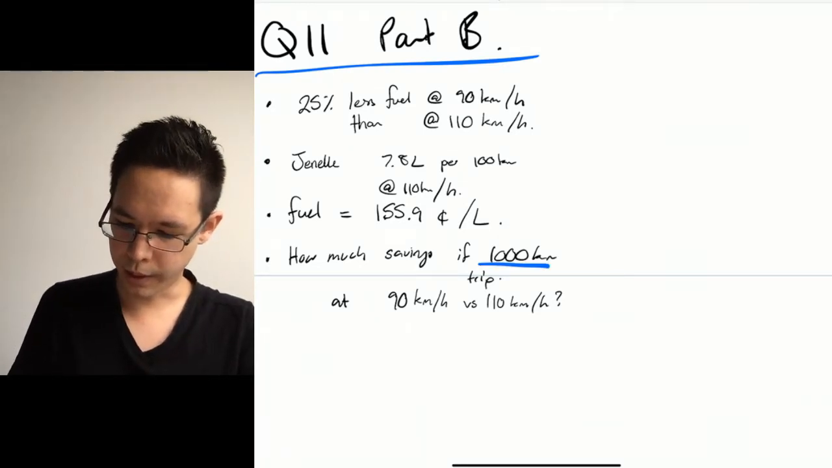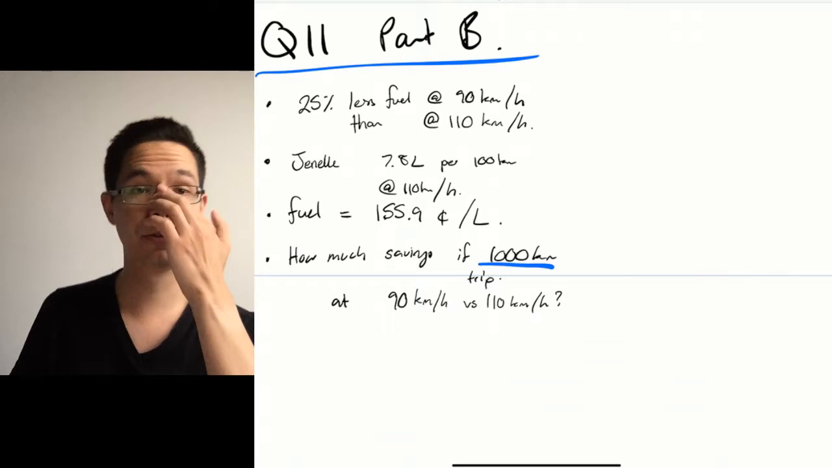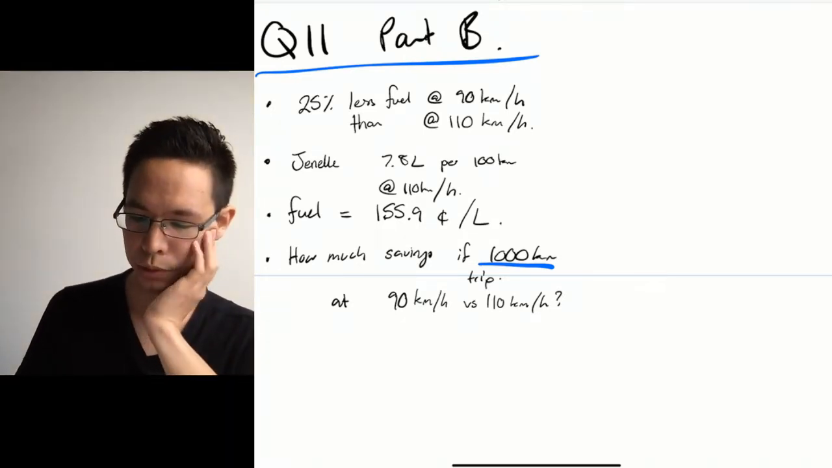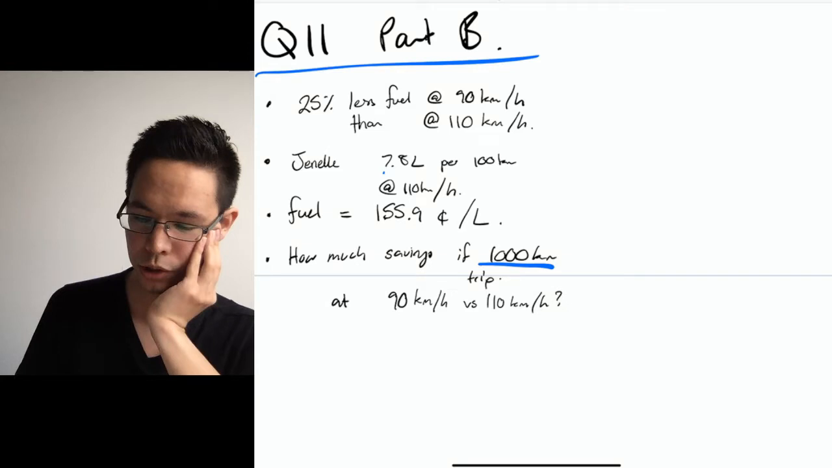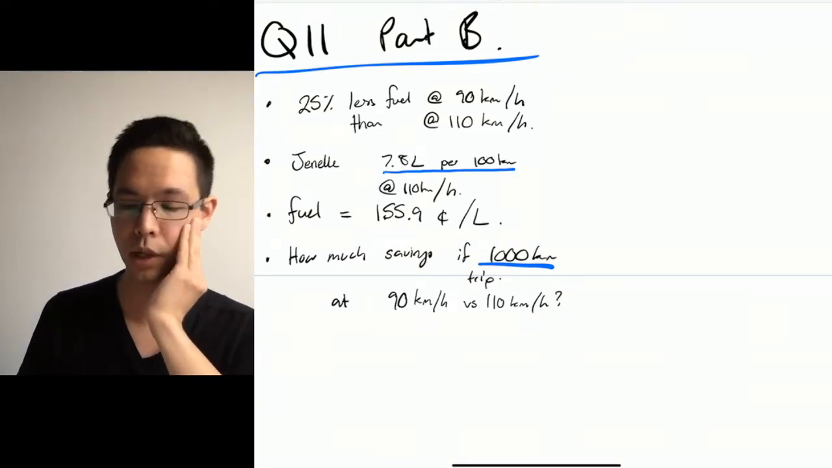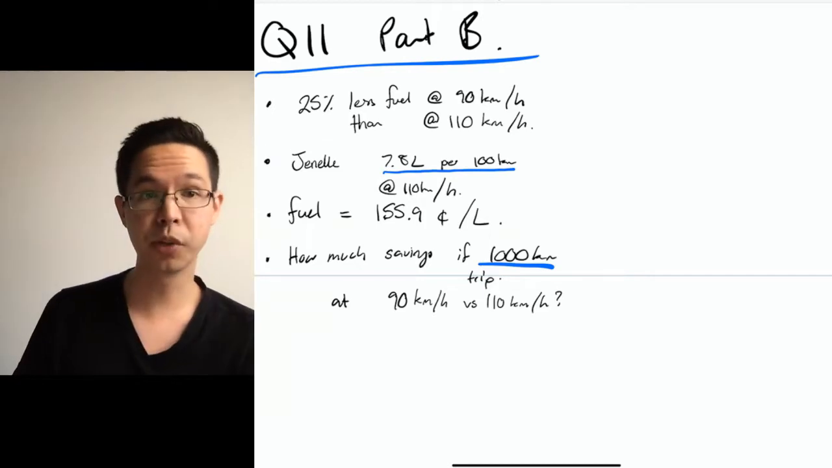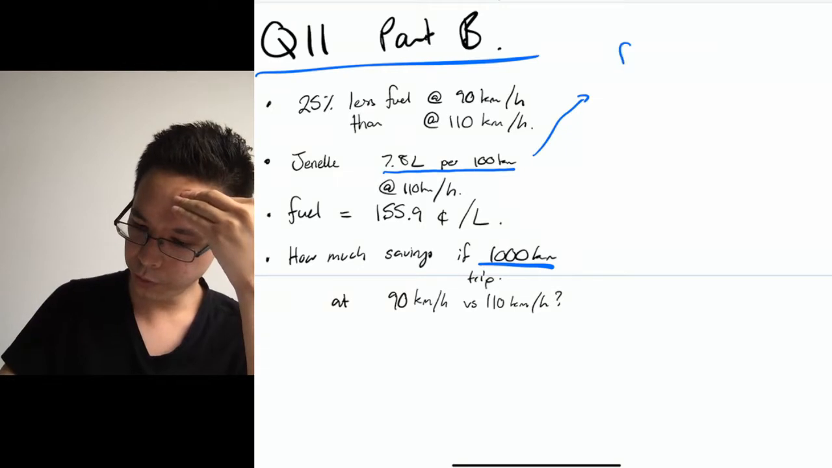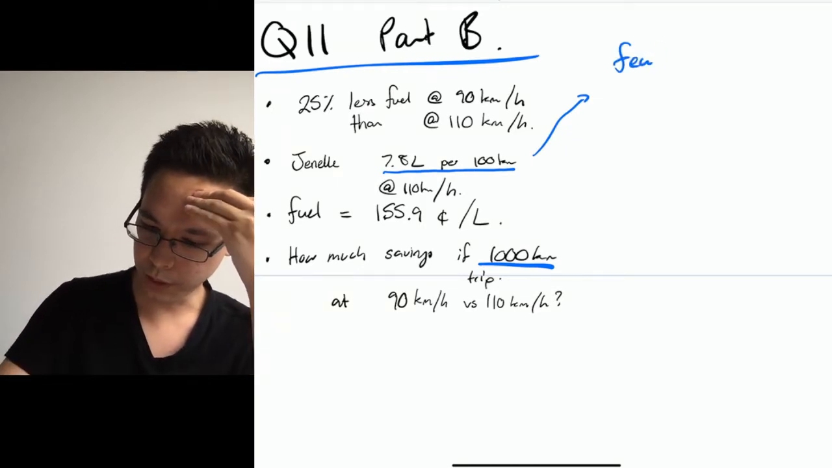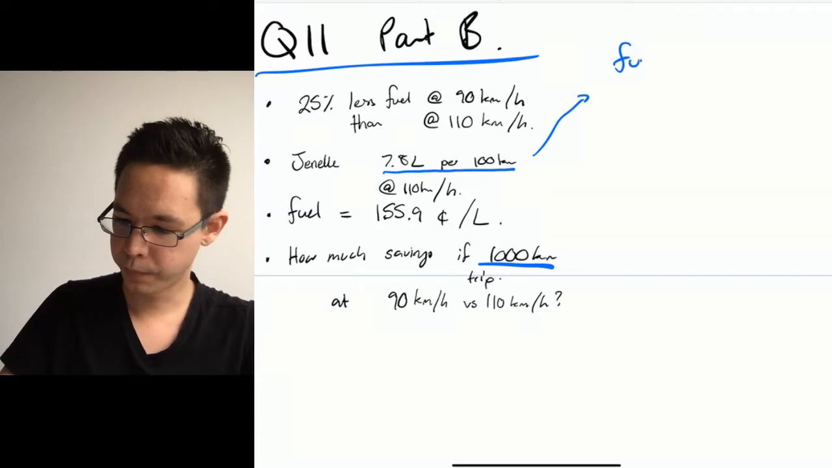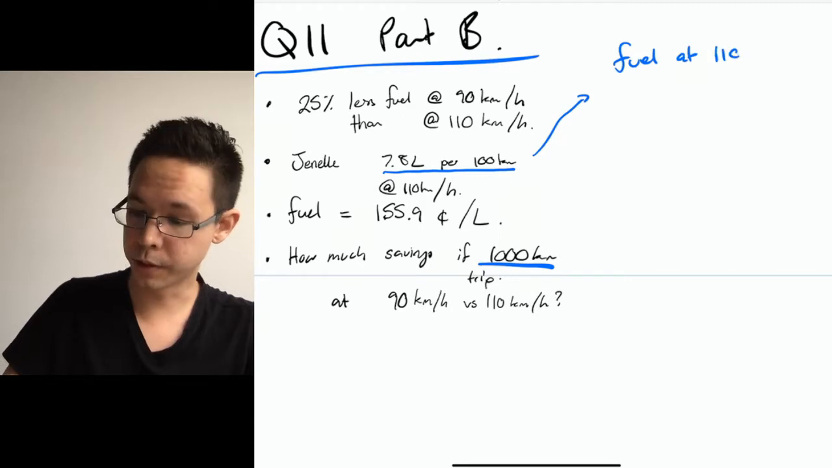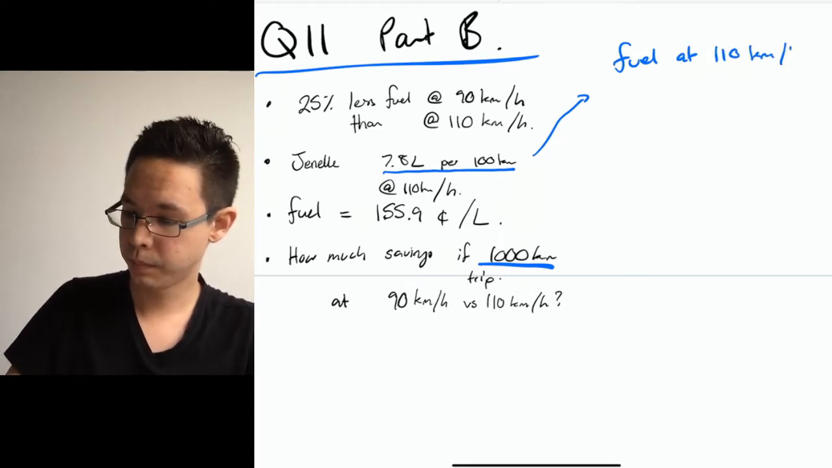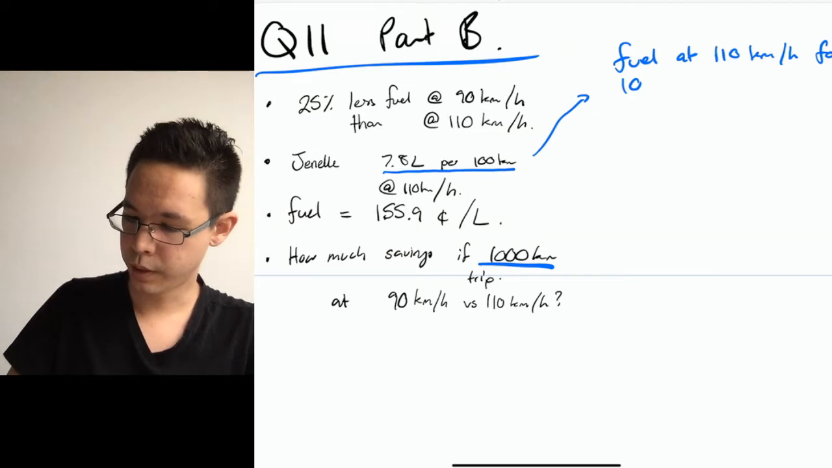So I basically need to figure out how much fuel she spends on a 1,000-kilometer trip. I know from the question she uses 7.8 liters per 100 kilometers. So that's just going to be multiplying the 7.8 liters by 10, isn't it? So fuel, oh goodness me, why am I spelling badly on live? Fuel at her regular speed for 1,000 kilometers. Okay, so I need to calculate this.